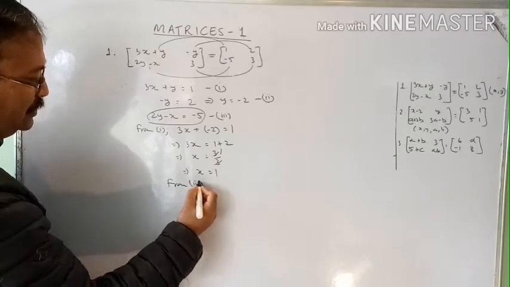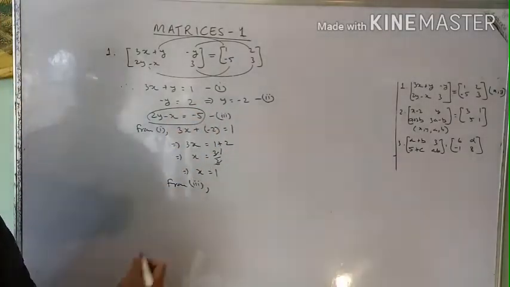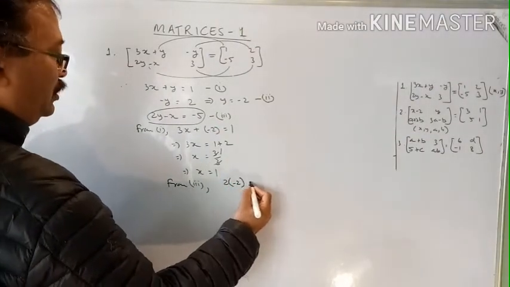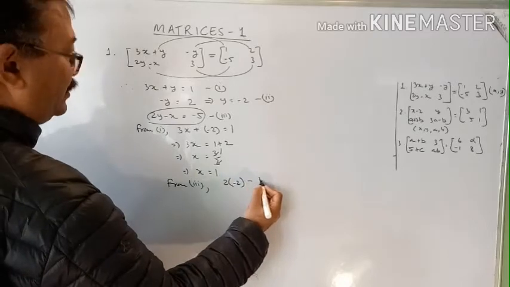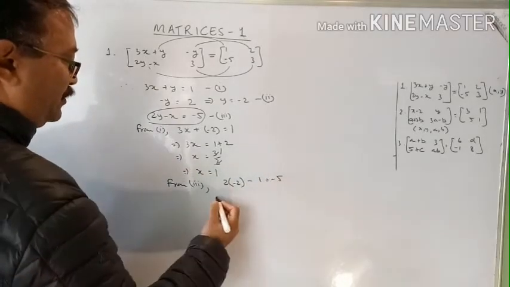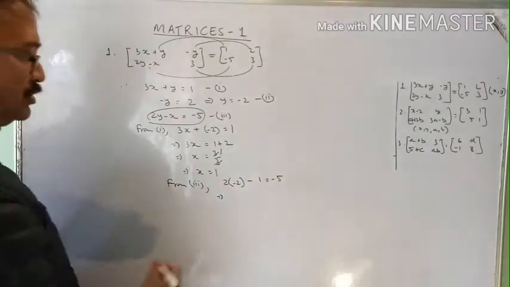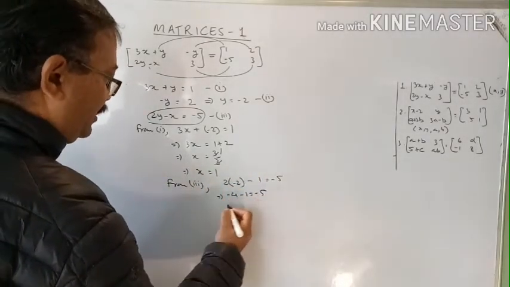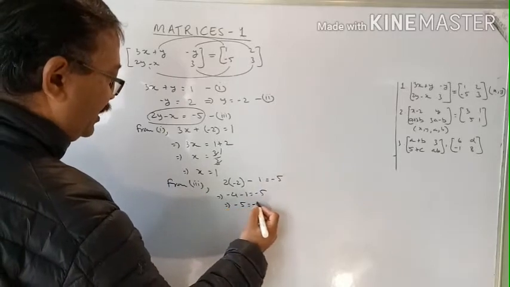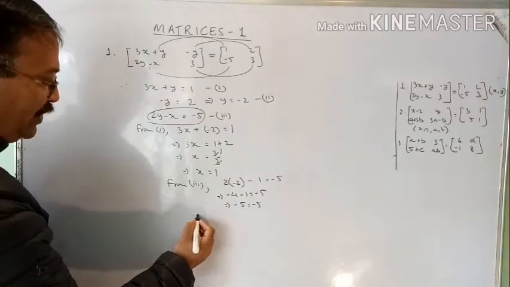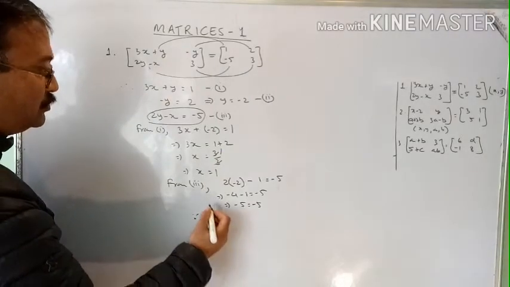from equation 3, substitute the values of x and y. So 2 into y, which is minus 2, minus the value of x, which is 1, is equal to minus 5. Okay, let's see whether the two sides are equal or not. So this is minus 4 minus 1 equal to minus 5. This implies minus 5 equal to minus 5, which is true. So therefore the values which we found are correct.